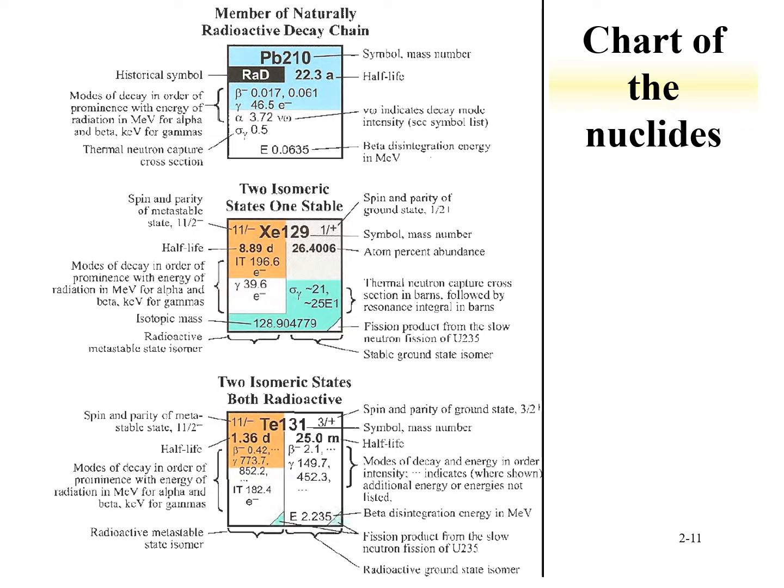Other information is shown here. This is a historic symbol. So lead-210 is also known as radium-D. It was the fourth daughter down from the decay of radium. So historically, you've got this name radium-D. That'll be shown. You'll see some boxes that are split.